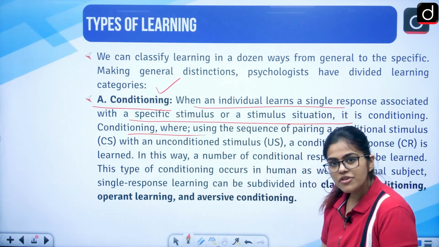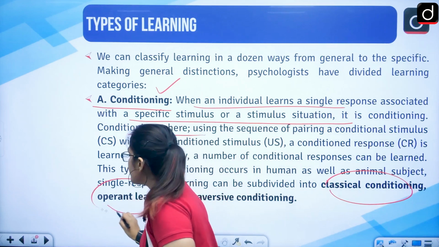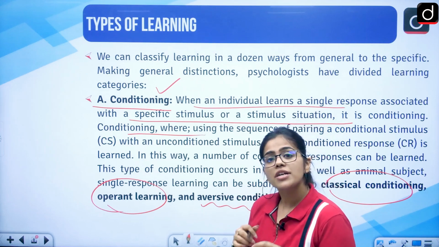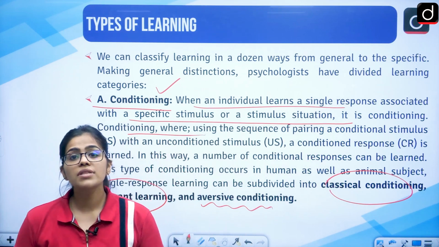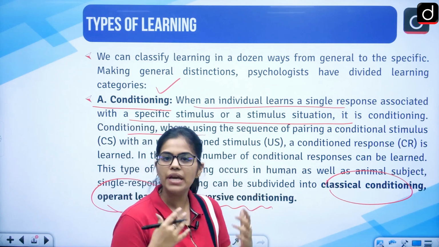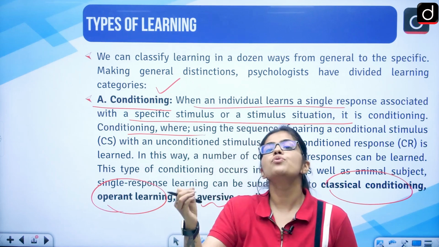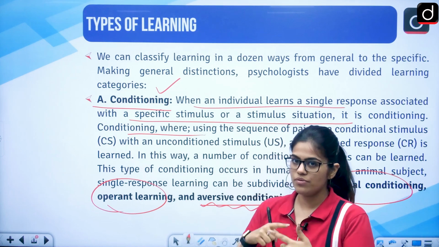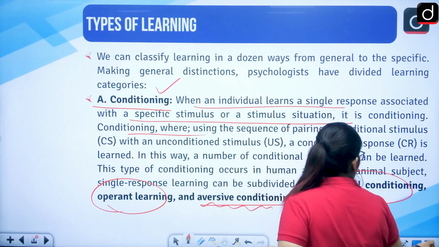There can be different subdivisions to this. There can be classical conditioning talked about by Ivan Pavlov. There can be operant conditioning, which B.F. Skinner talked about. There can be aversive conditioning. What is aversive conditioning? Aversive conditioning is when you associate some phenomenon with something negative. So you know that smoking kills, but the person keeps on smoking recklessly and not paying heed to it. You can associate bad images with smoking and the person would try to quit sooner. So this is aversive conditioning.